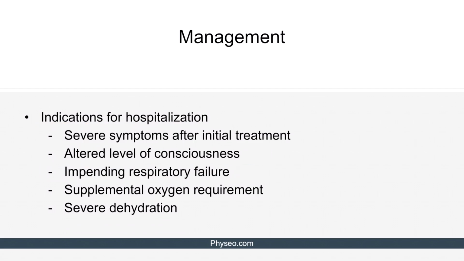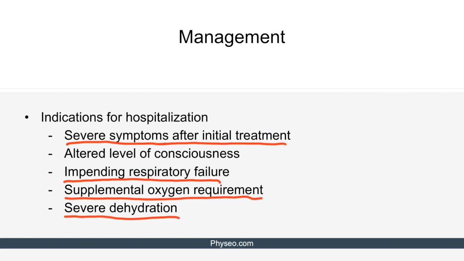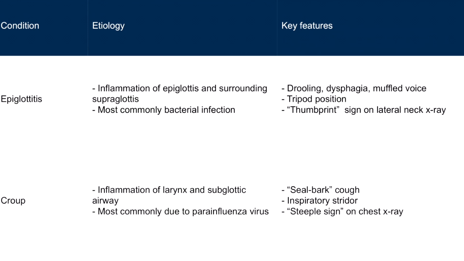It can be difficult at times to determine when children can safely be treated in an outpatient setting and which children should be admitted. Some indications for hospitalization include severe symptoms after initial treatment, altered level of consciousness, impending respiratory failure, supplemental oxygen requirement, and severe dehydration. Here is a summary table of the 2 topics we've just covered. Take a second to pause the video and solidify this information.